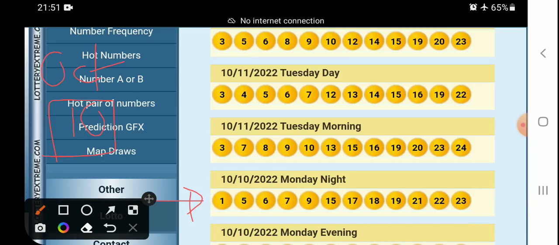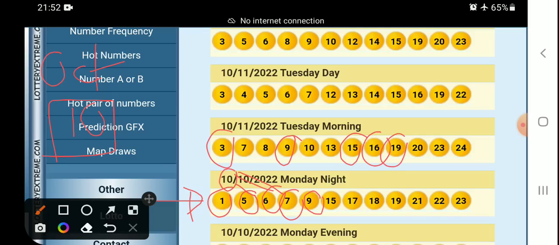For example, we're saying 1 with 10. 10 minus 1 is 9. 10 plus 5 is 15. 10 plus 6 is 16. 10 plus 7 must be 17, but it's not there. 10 minus 7 is 3. 9 plus 10 is 19.